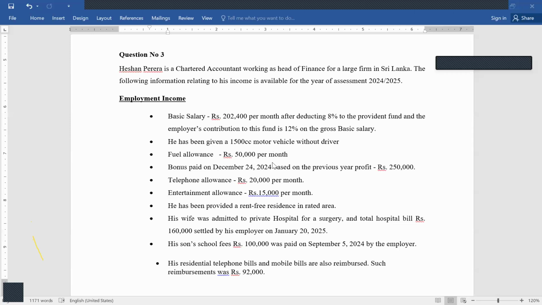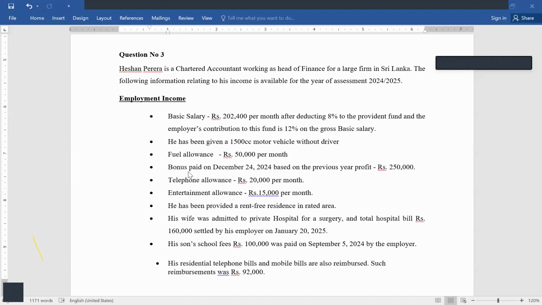Then fuel allowance, that is 50,000 per month. Now you know that is an allowance. Allowance means it is not necessary to apply that table. So we know the exact amount given. Therefore, we should consider the total 50,000 per month, so you have to multiply it by 12.